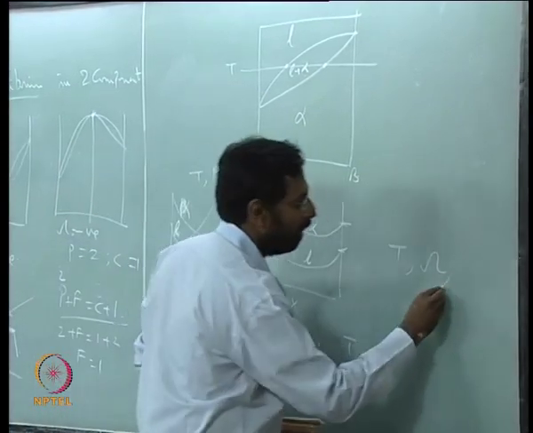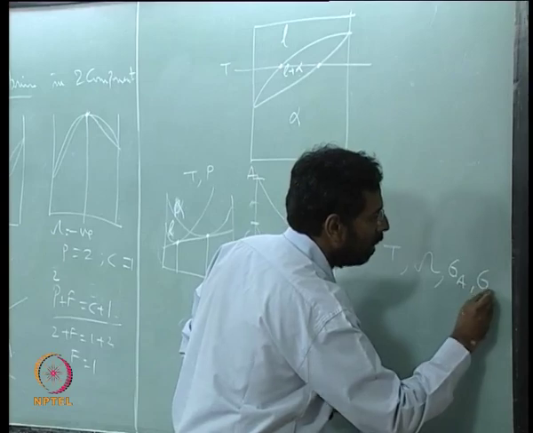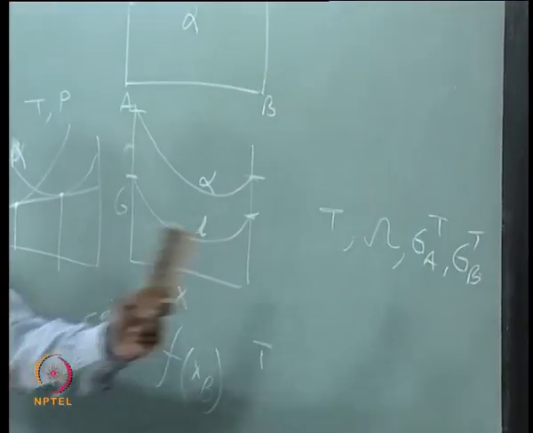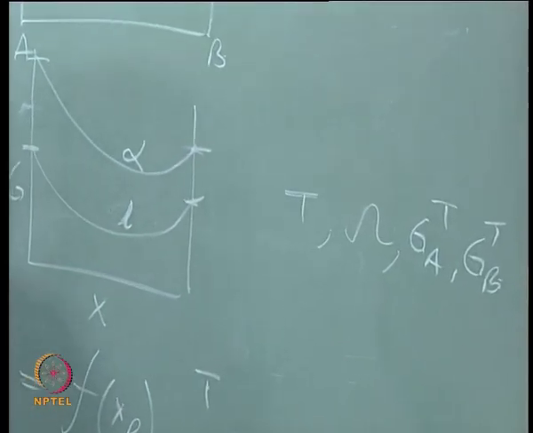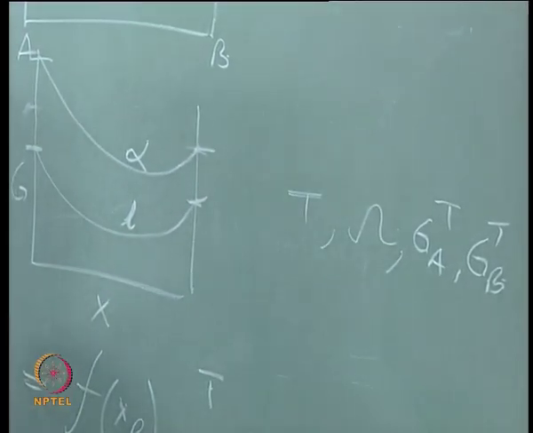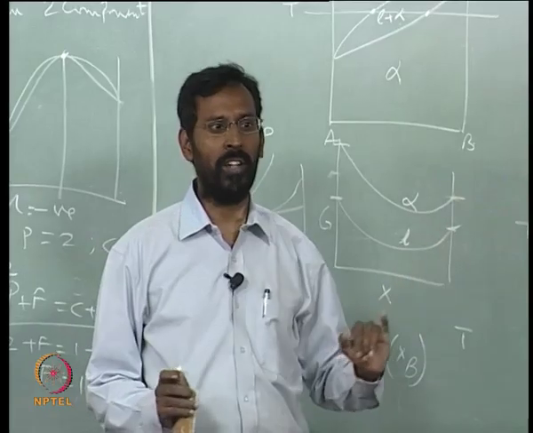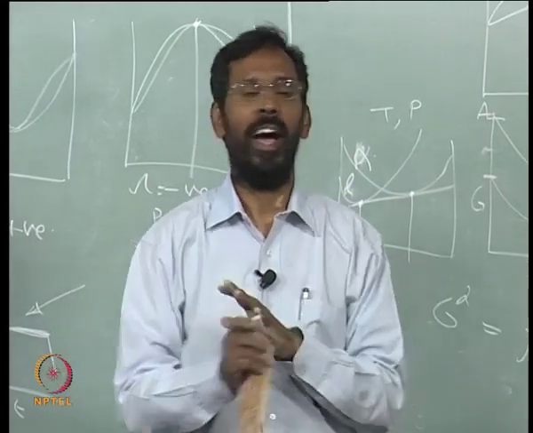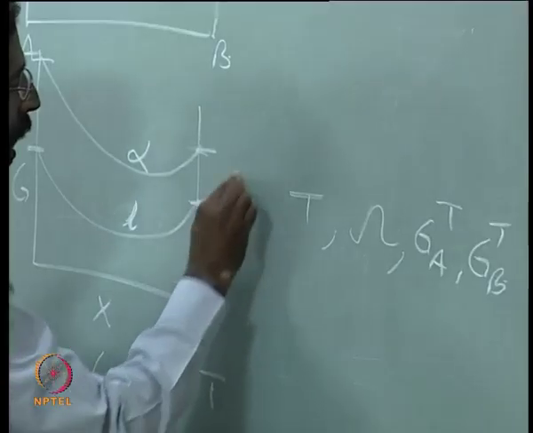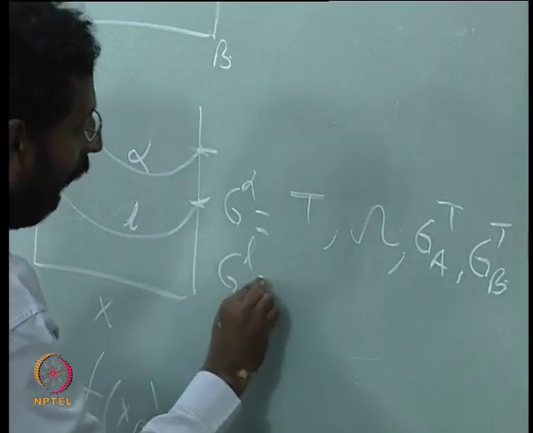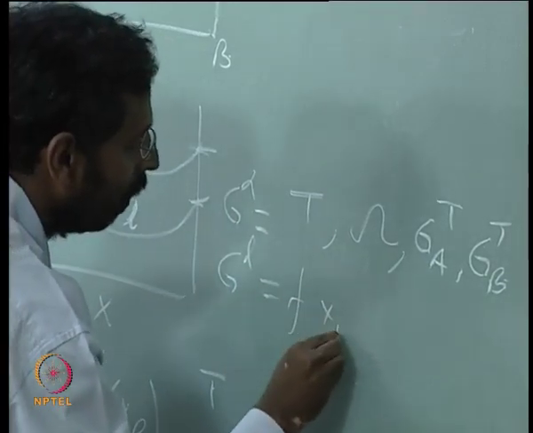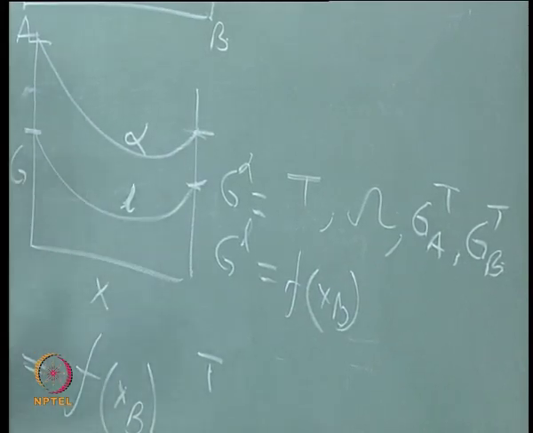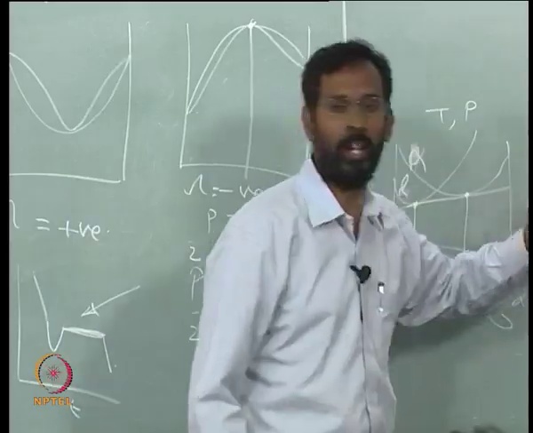Once I have GA and GB at that temperature, that means G is H minus TS, I need to calculate H at that temperature, S at that temperature, and then get this. Then I can say I have the G of alpha or G of liquid as a function of composition. This is how we calculate. And if I calculate it at a fixed temperature like that, this is how it will look.